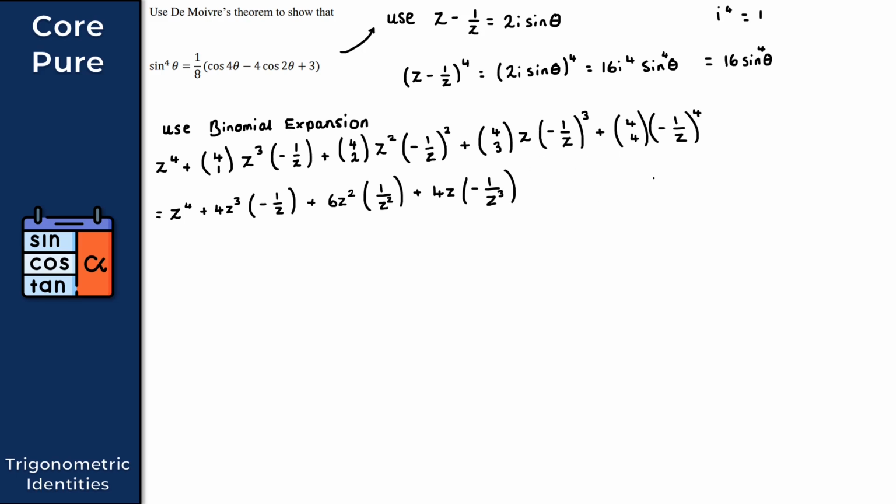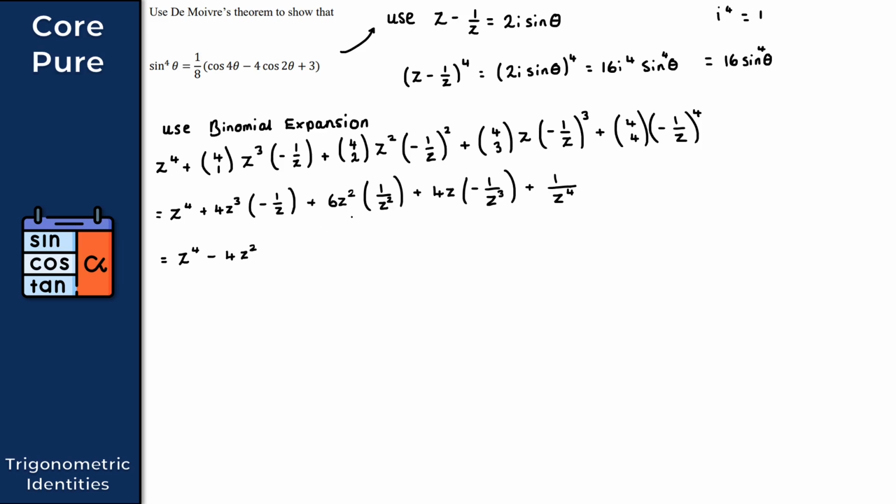Okay. I'm nearly done here then. So 4 choose 4 is 1. Then we times this by minus 1 over z to the 4, which just gives us 1 over z to the 4. So if we simplify this line, and as I said, you could have done this all in one line, but just so you can see the full working, I get z to the 4 again. 4z cubed times minus 1 over z gives me minus 4z squared.